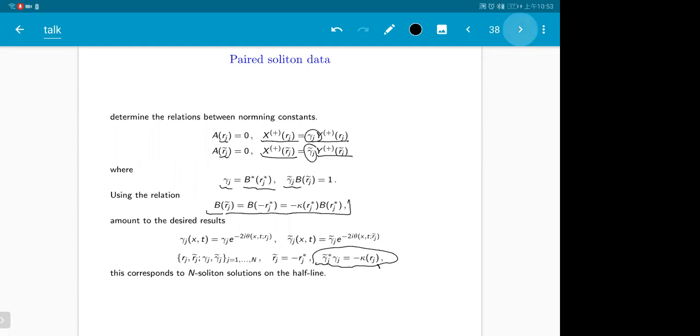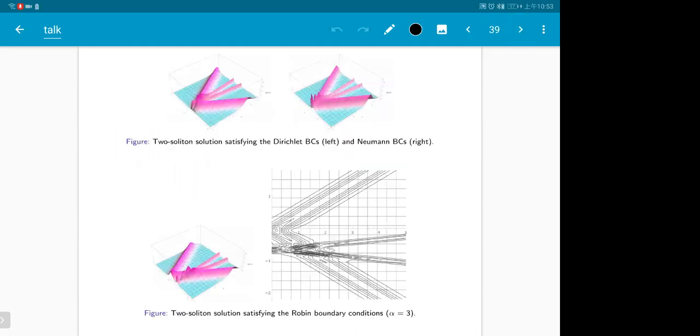Well, so here is the last slide. I just show one simple example. So you have the two-soliton solutions on the half line satisfying the Dirichlet boundary conditions and Neumann boundary conditions, and that's the two-soliton solutions satisfying the Robin boundary conditions of the NLS equation on the half line.